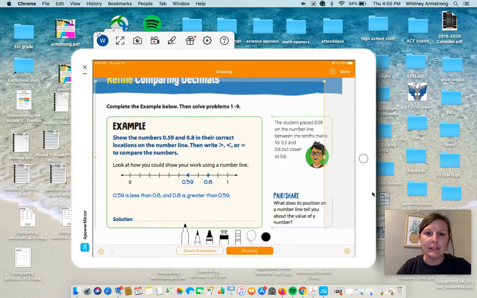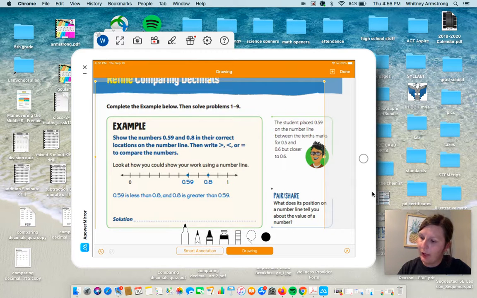So we're going to look at our example first. This is comparing decimals. This is session 4, okay? The first example says show the numbers 0.59 and 0.8 in their correct location on the number line, okay? Then write greater than, less than, or equal to compare the numbers.